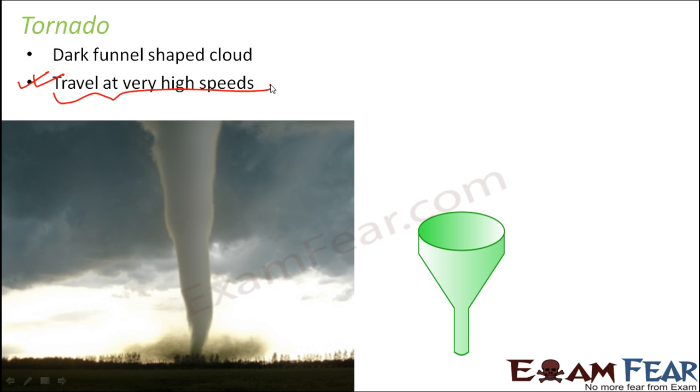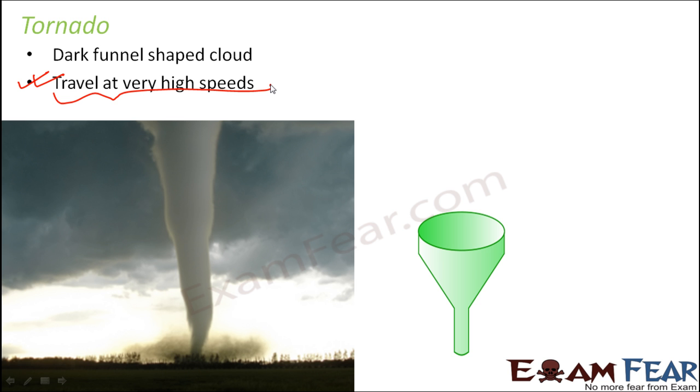So basically, how are these? It's like how you have a spinning top. It just spins on the ground, right? In a similar way, these tornadoes are like winds. They are actually clouds, but they have winds moving at really high speeds, and this entire funnel shaped cloud which you are seeing here travels from the sky to the ground with such high speed.